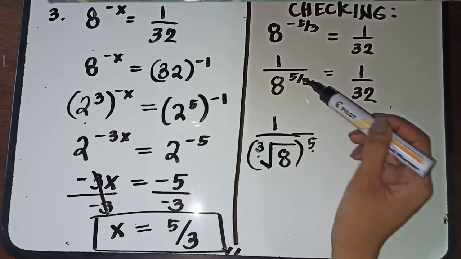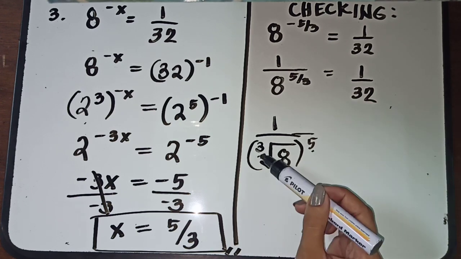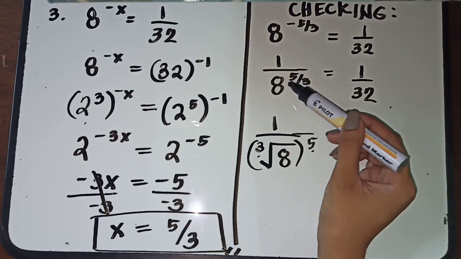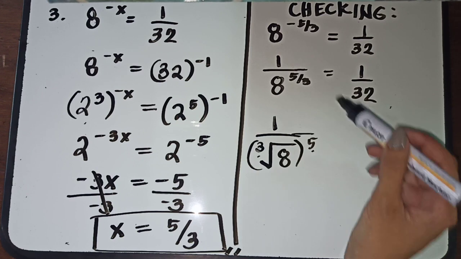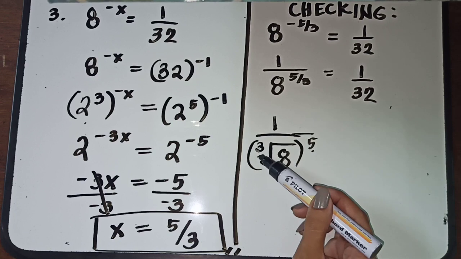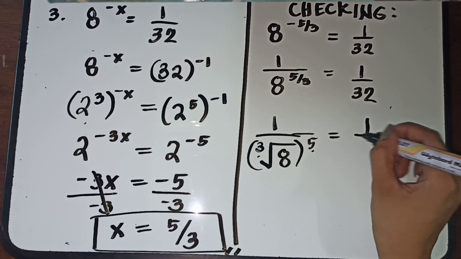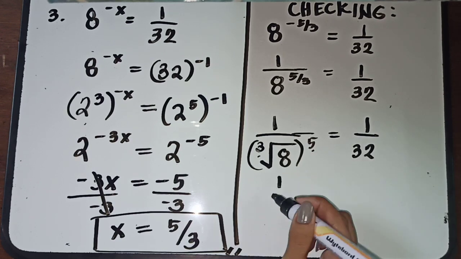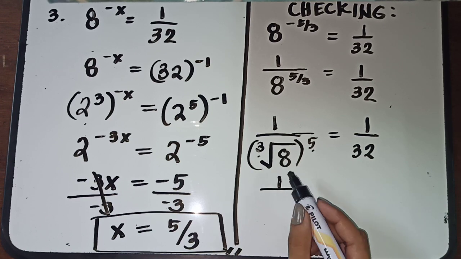So kung 4 to, ibig sabihin 4th root yung hahanapin natin. Kung 2 to, ibig sabihin square root yung hahanapin natin. Okay? So again, kung ano yung numerator sa exponent na fraction, yun yung magsisilbing exponent. Kung ano yung denominator sa exponent natin na fraction, yun yung magsisilbing index or kung anong root man ang hinahanap mo. Okay, so that is equal to 1 over 32. Okay, so next, 1 over, what is the cube root of 8? The cube root of 8 is 2.